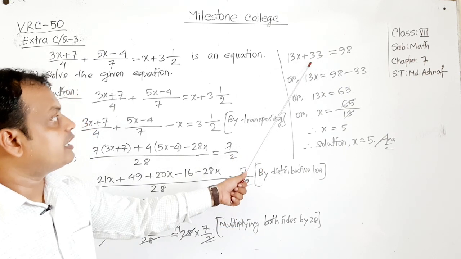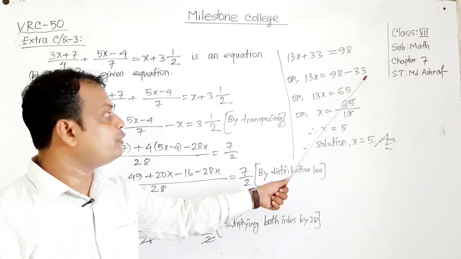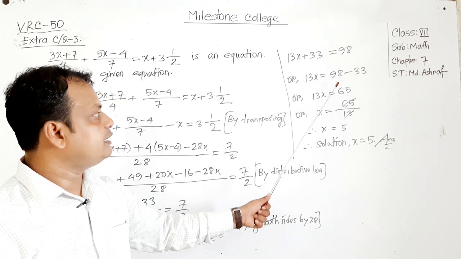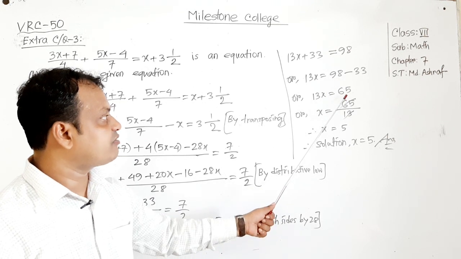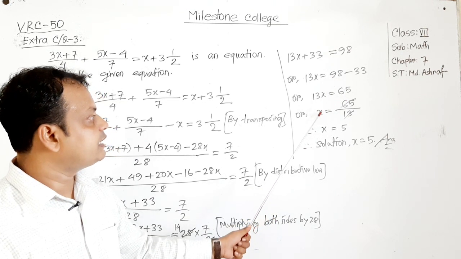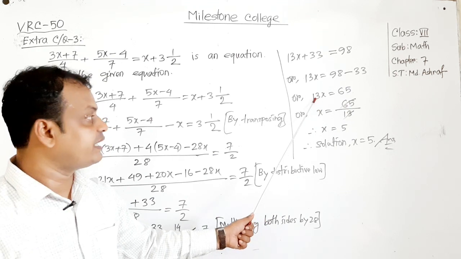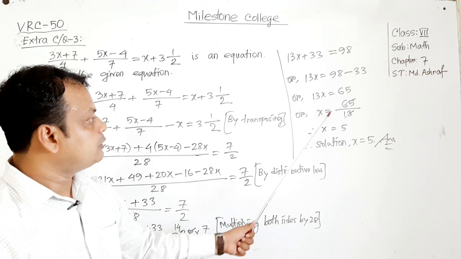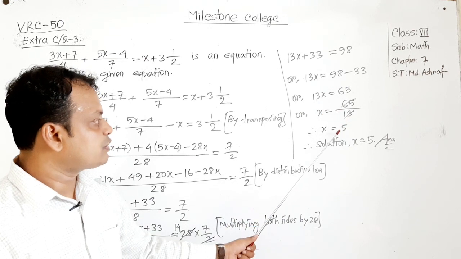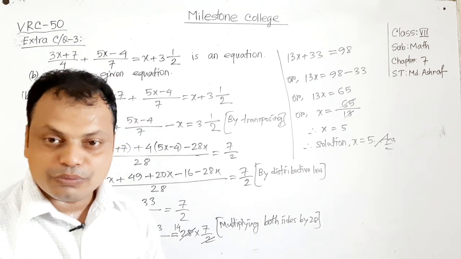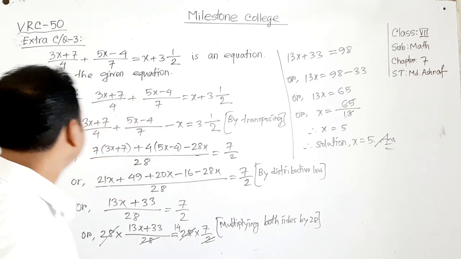Then 33 changes its side, so it will be minus 33, and after calculating 98 minus 33, we have got 65. Then 13 changes its side, it will be divided because it was multiplying here. So 65 divided by 13 equals 5, and this is the result. I think all of you have understood this part. Now we will start the next one, C number.